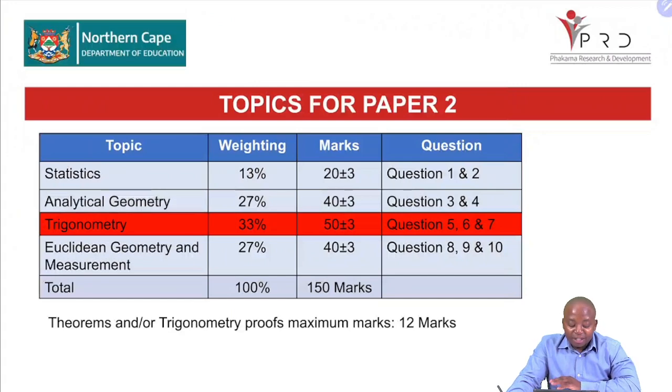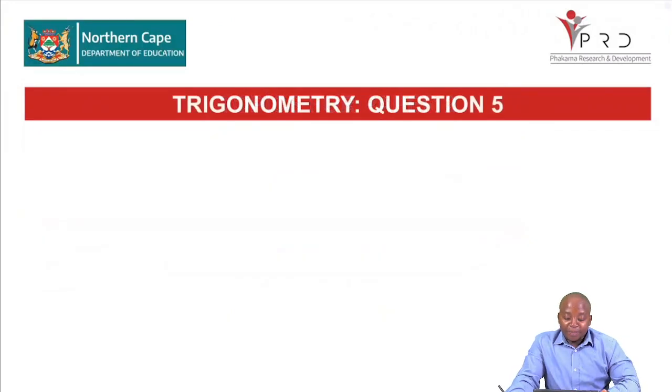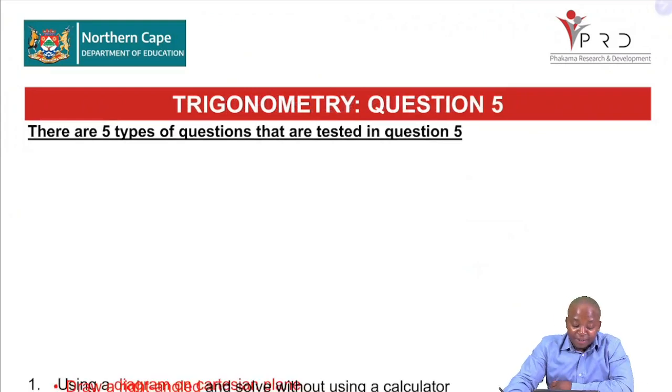We must remember that trigonometry also has proofs, and all of the proofs, including the geometry proofs and the trigonometric proofs, amount to a minimum of 12 marks. So the proof on geometry and the proof on trigonometry must give us the maximum of 12 marks. For trigonometry, in most cases, we have question 5, 6, and 7. Remember, it's not really fixed this way. They can place them the other way around, but mostly this is what is happening.